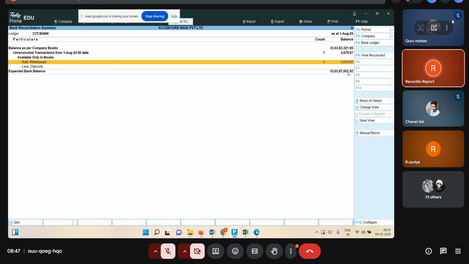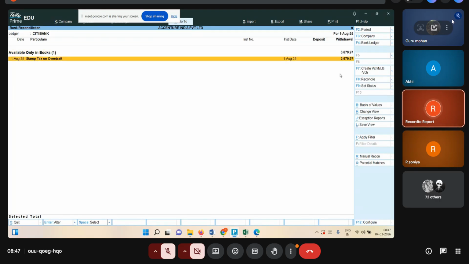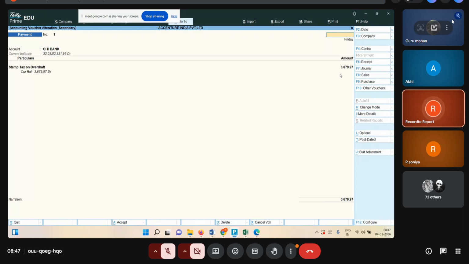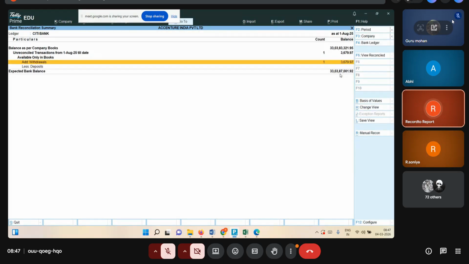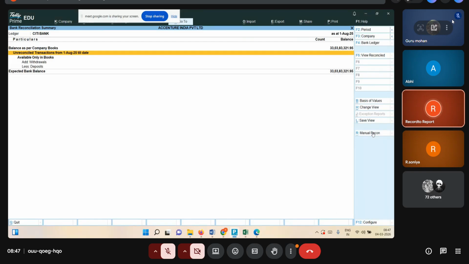Is it clear? Yes, bro. So in this reconciliation, the item is available only in the books, not in the bank. So if you want to match it, for example, next day it is reflected. See, now there is no transaction left. Both the balance as per company books and the balance as per bank are matching. Is there any difference, guys?